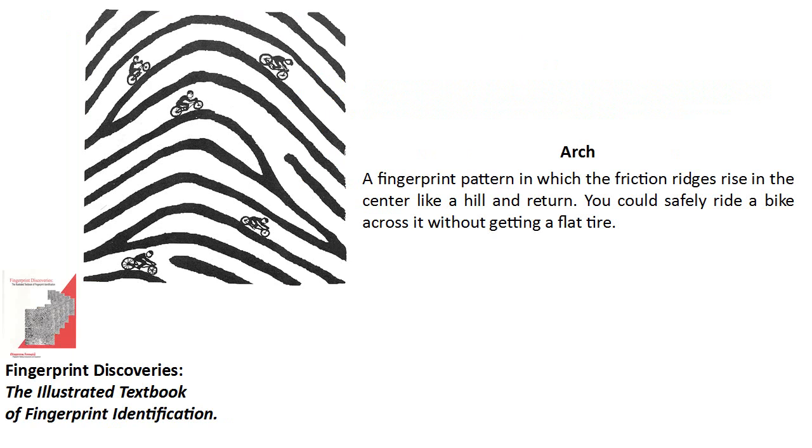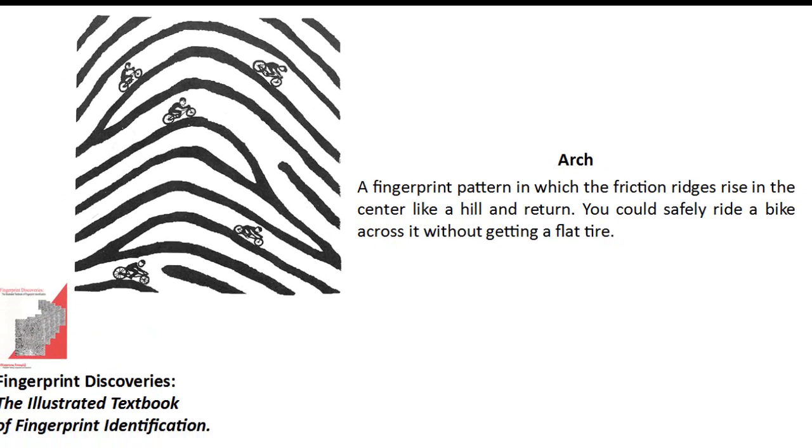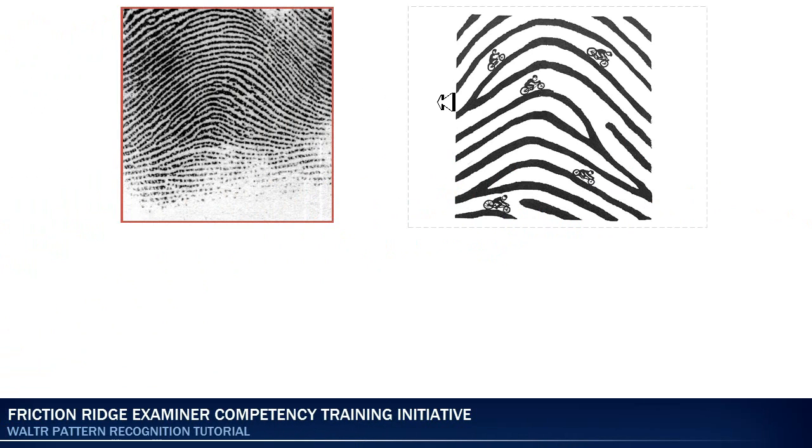Now I'll just review a definition from Fingerprint Discoveries, and here I'm using an analogy to explain what the plane arch looks like. And the arch is a fingerprint pattern in which the friction ridges rise in the center like a hill and return. You could safely ride a bike across it without getting a flat tire. Let's test your ability to recognize a plane arch pattern by using both the exemplar on the left and the analogy that I gave you on the right. I'm just going to fly prints in and give you a second to make a determination, and then I'll proceed.